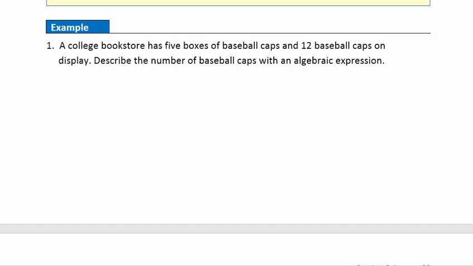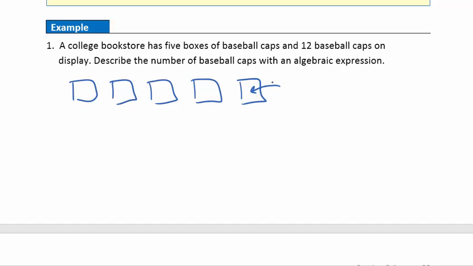Now let's take a look at an example that will help you understand how to write a variable expression. Example 1: a college bookstore has 5 boxes of baseball caps and 12 baseball caps on display. We want to describe the number of baseball caps with an algebraic expression. We have these 5 boxes of baseball caps, so we know there's some mystery number of baseball caps. What we can do is say that x is our unknown variable here, and it's going to represent the number of caps in a box. We don't know how many baseball caps there are in this box, but we'll let x represent that amount.